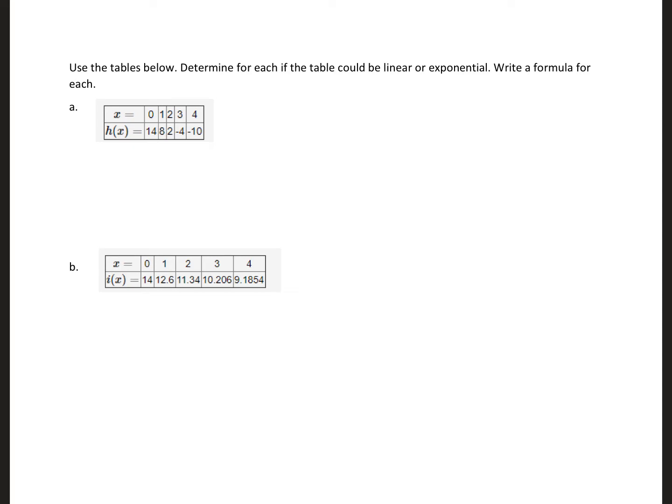So let's look at two tables. In table A, we have inputs x and outputs h of x. And what I want you to notice here is that as the input increases by 1 over and over again, the outputs are going down by 6. Each one of these has gone down by 6. So every time the input increases by 1, the outputs are decreasing by 6. This is going to be a linear function.